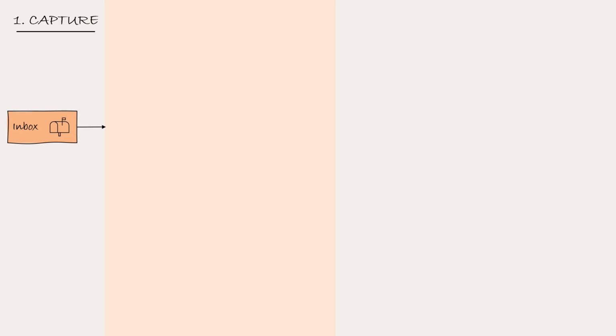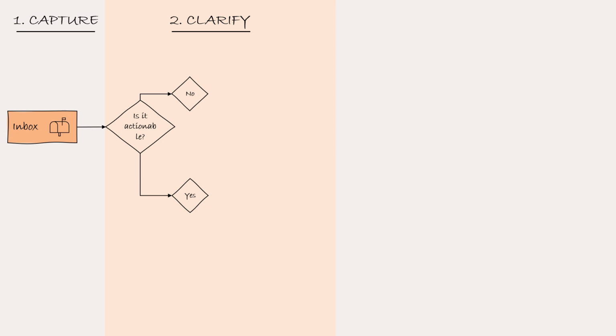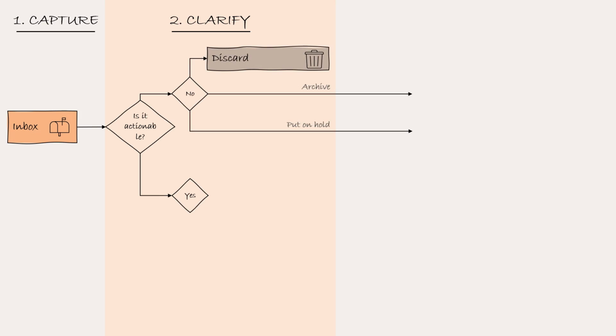The next question that you should ask yourself is, is this actionable? Is this piece of paper or this note or whatever it is that's in your inbox something that you can do something about? If it's something that you can't really do something about, you have basically 3 different options on what to do with them. So the first option is that you can throw it away or donate it or whatever you want to do with the thing, but remove it from your life.